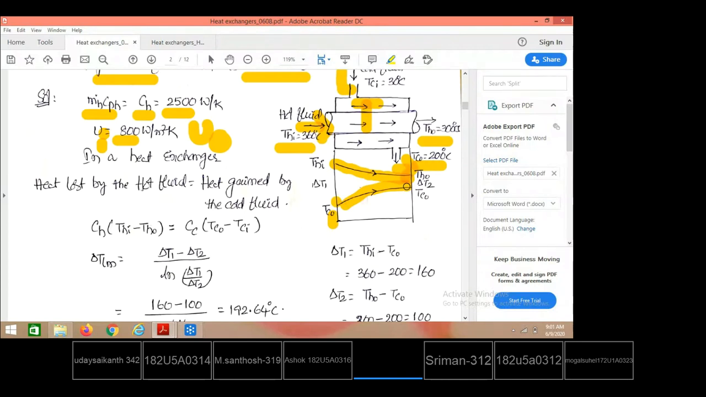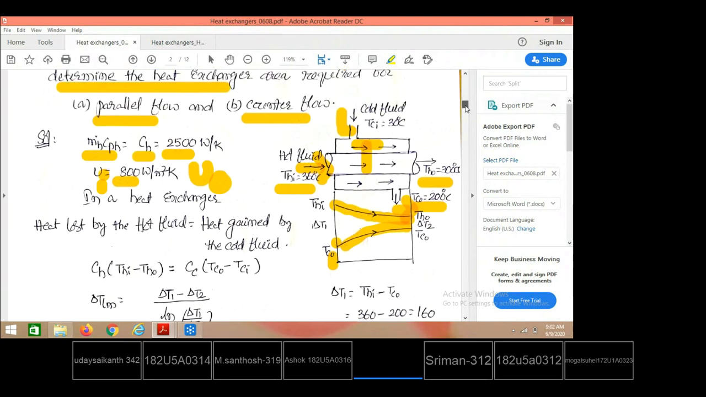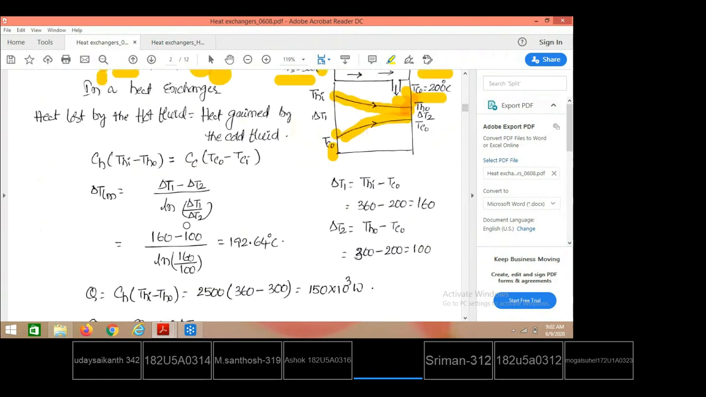The cold fluid temperature increases and goes out of the heat exchanger here. So the cold fluid inlet temperature is given. All terminal temperatures are given for the heat exchanger. So when do you use the LMTD method of heat exchanger analysis? For a heat exchanger, for both the fluids, when all the terminal temperatures are known. That is, THI is known, TH naught is known, TCI is known, TC naught is known.